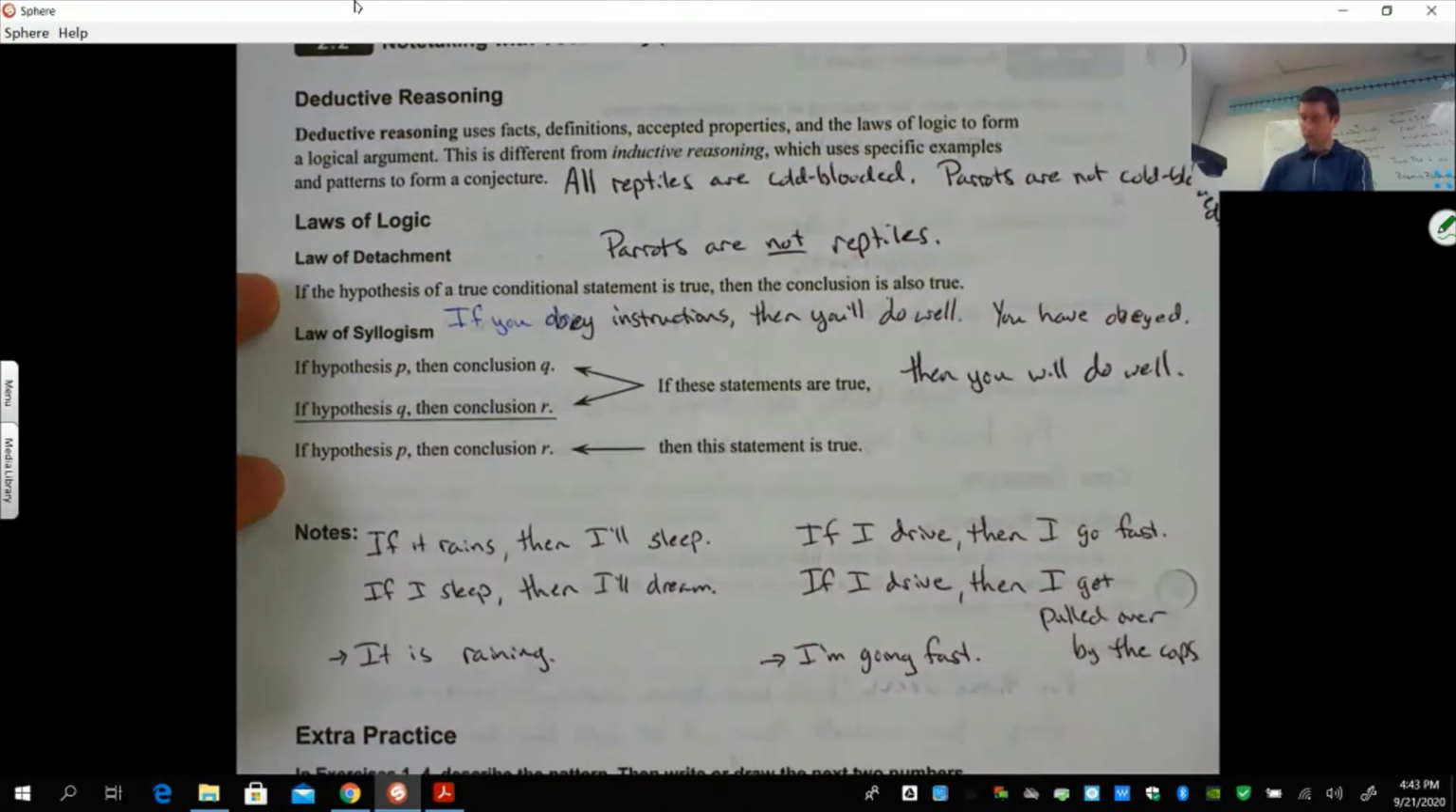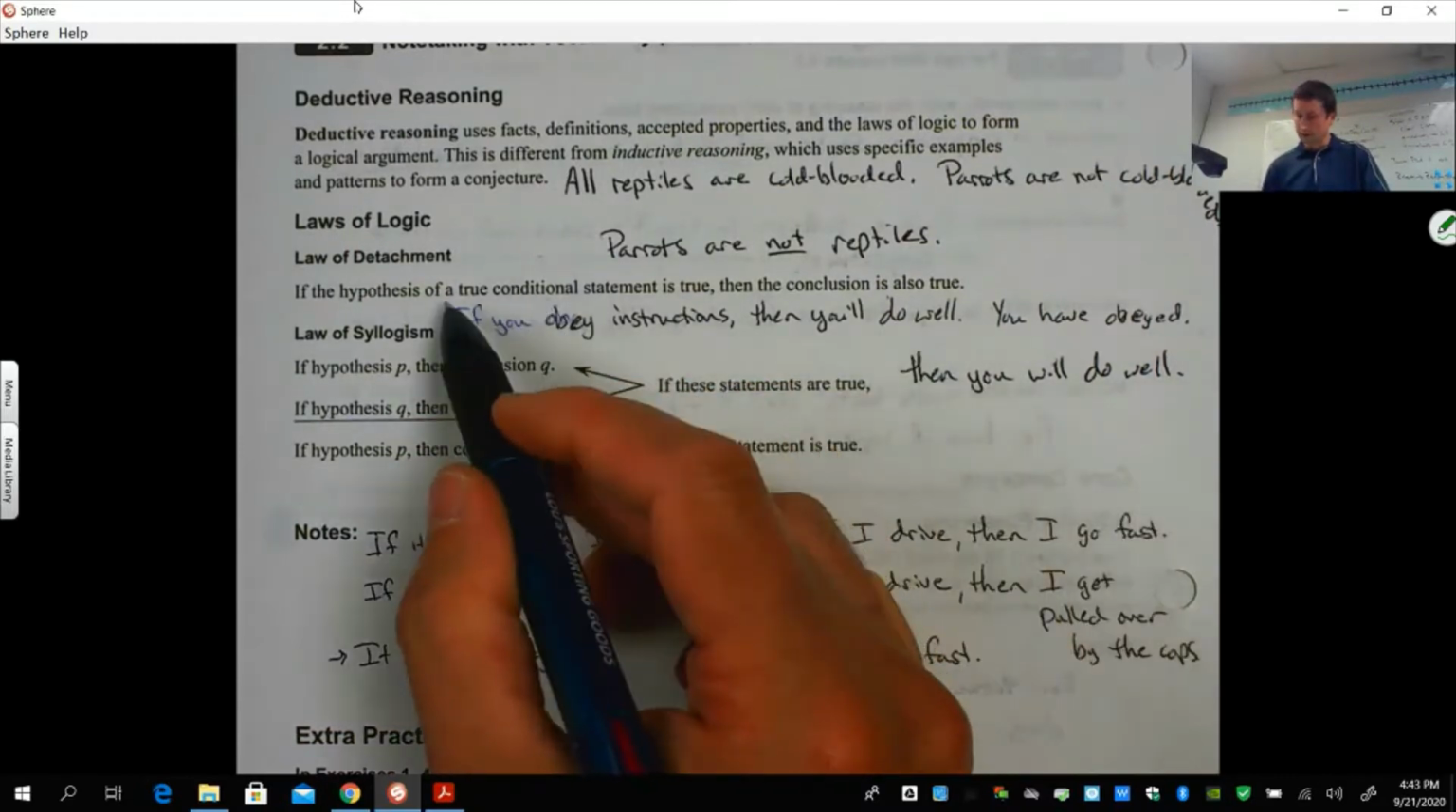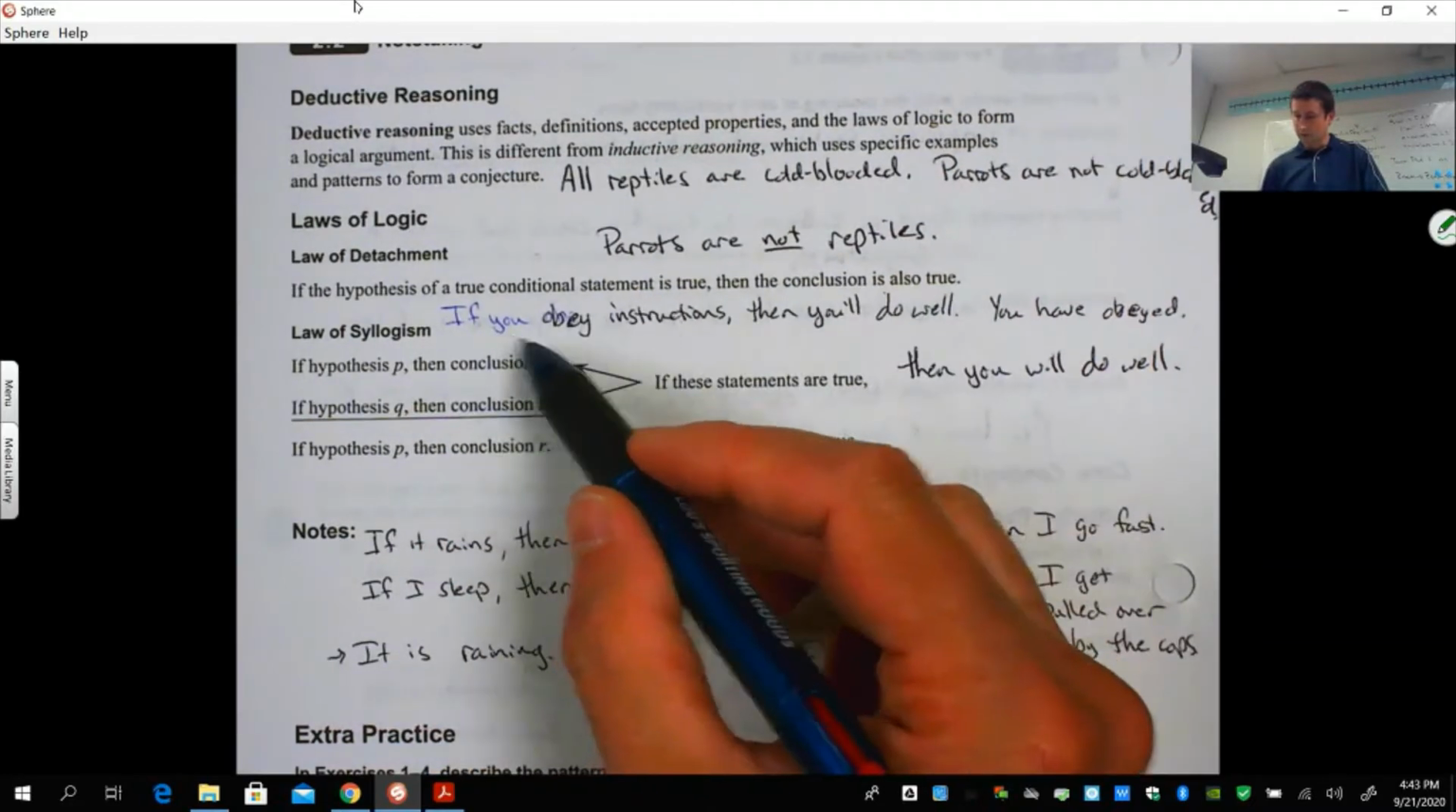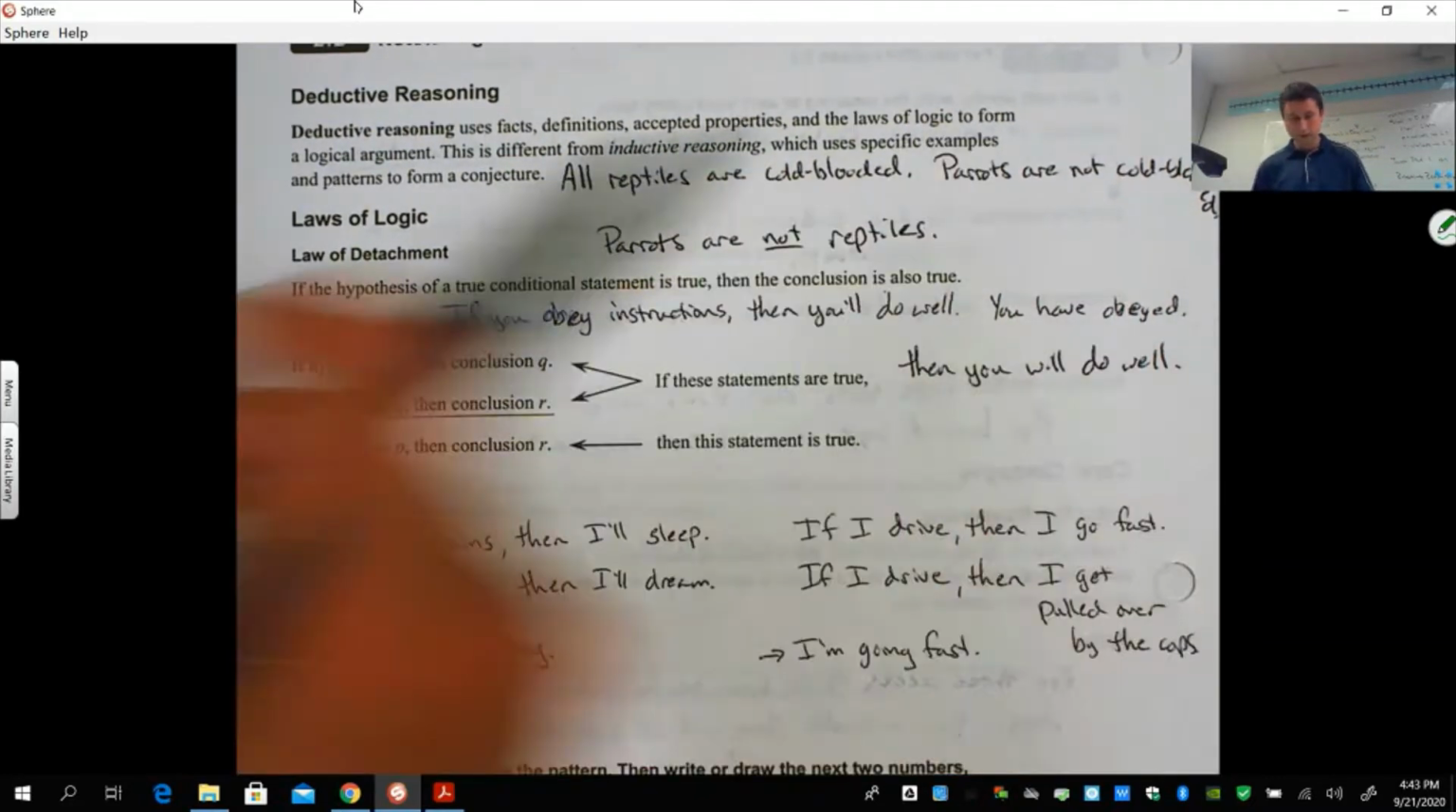So many times people are wondering why things aren't going well, and you always have to go back and ask yourself, are you doing the right things? Are you doing the right things at the right time, with the right people, and at the right place? So that's the law of detachment. If you obey instructions, then you'll do well. You have obeyed.